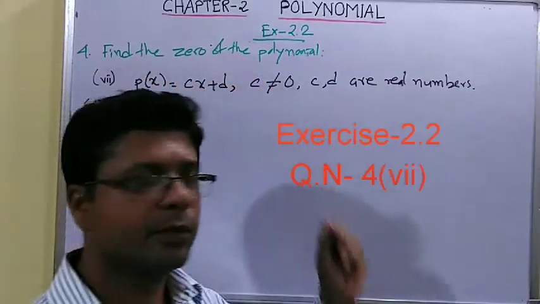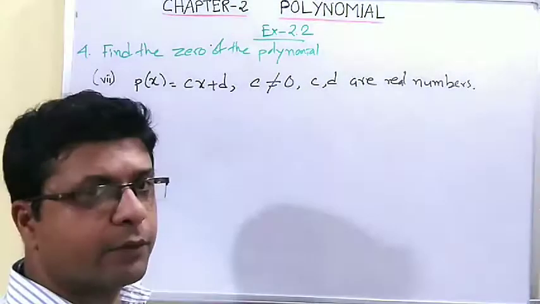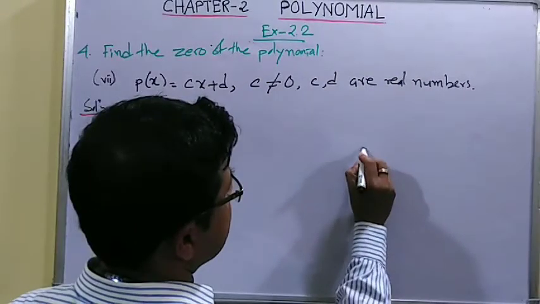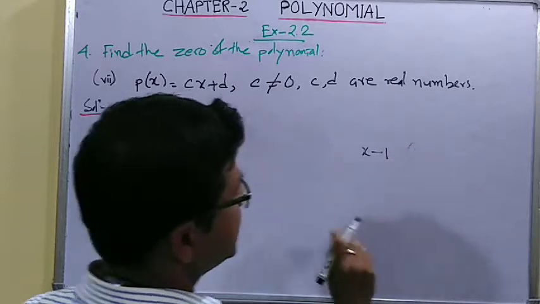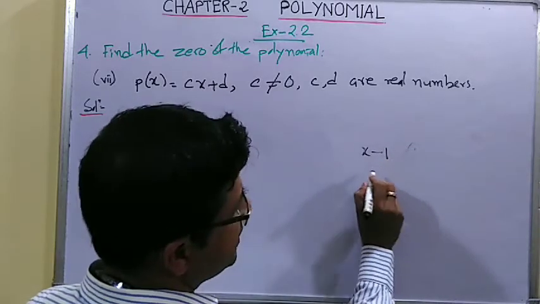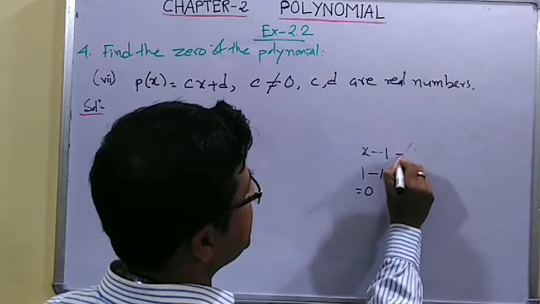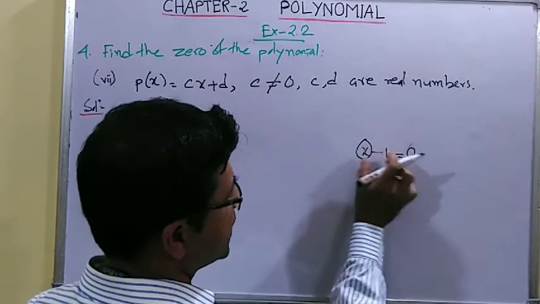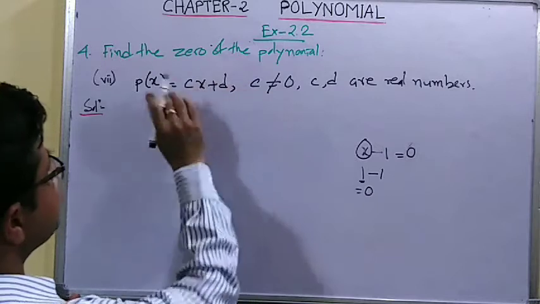Find the 0 of the polynomial. We want to find the 0 of it. Earlier we used to check whether this is 0 or not. Now we see, suppose x minus 1 equal to 0, we have taken x minus 1. What is the 0 of it? 1 minus 1 is equal to 0. So ultimately its value will be 0. For what value of x is the value of this expression 0? That is called 0. So let us apply this process here.